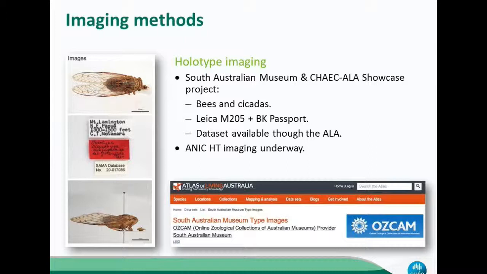This then actually formed part of a national project that was funded by the Atlas of Living Australia a couple of years ago to actually digitise all of Australia's cicada and bee type specimens. This project is almost complete and all of the data is currently being uploaded to the ALA. So for the first time, anyone interested in either of these groups will be able to access data and images for all the type specimens for all the Australian fauna that are held in Australian collections.